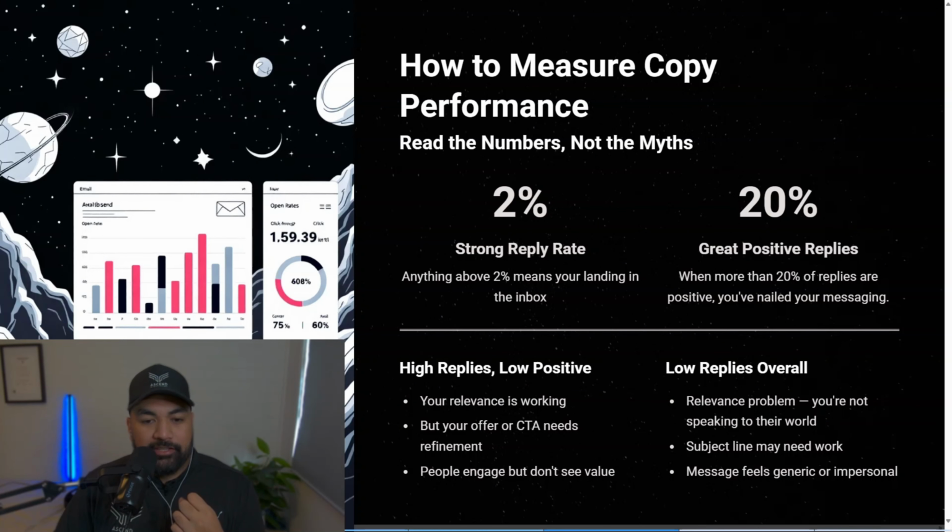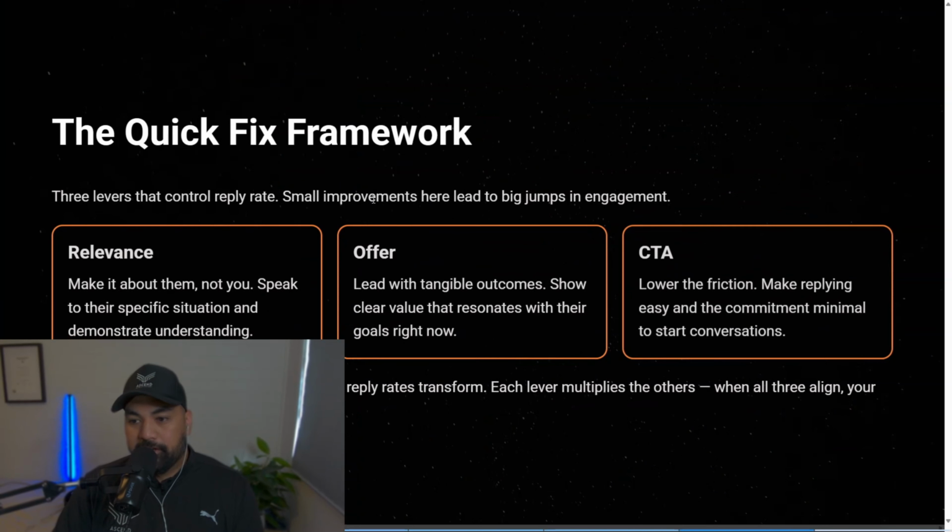Just remember that people don't engage unless they see value. If you've just got low replies overall, like I said, that 0.8% reply rate, if it's any lower than that, I would assess deliverability. Have a look and check if you're actually landing in the inbox. There are various tests that you can do to determine that. From there, it could be a myriad of different things. But where I would start is definitely checking that you're relevant, checking your copy, that you have a great offer, and your CTA. So essentially, this is it. Three levers that control the reply rate. Small improvements here lead to big jumps in engagement.